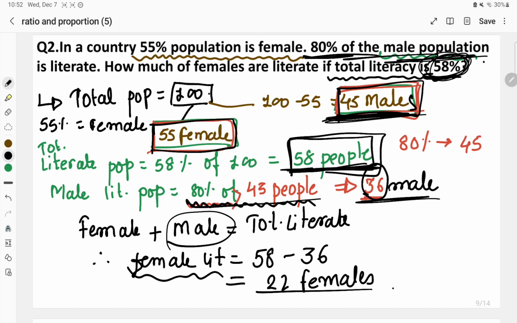So what we have done is we have calculated the total literate. Now we know the male literate also, that is 36. Simply we can calculate the female by subtracting the male literate population from the total literate, that is 22 females are literate.